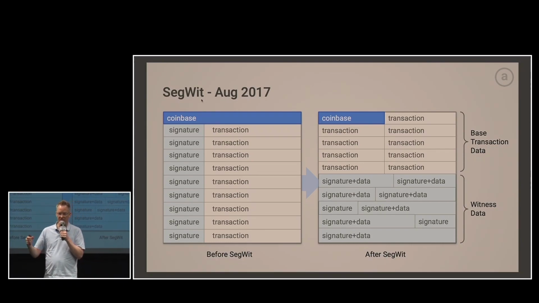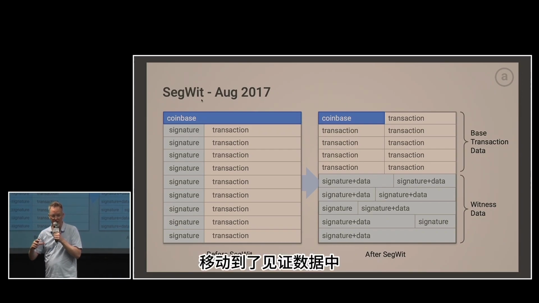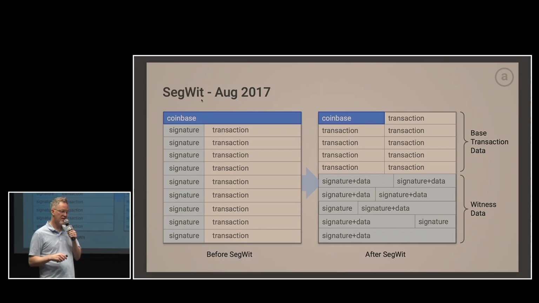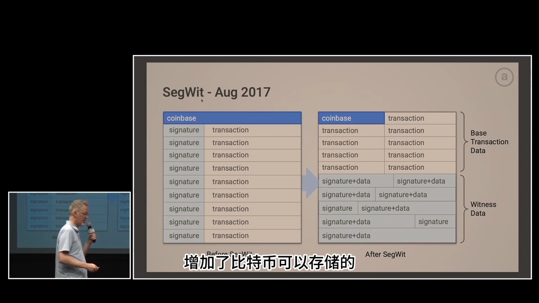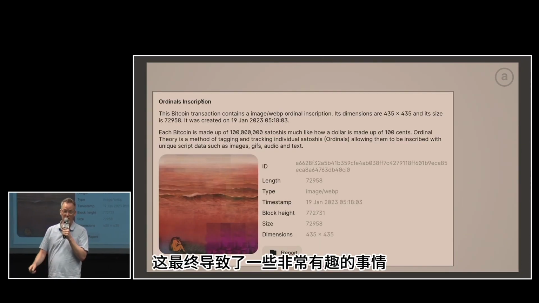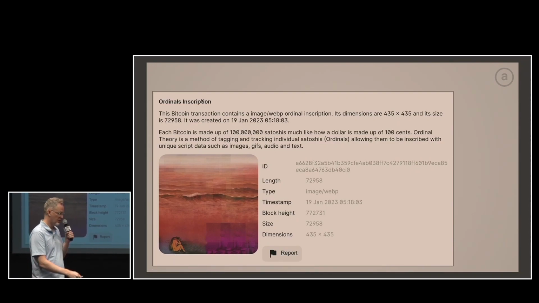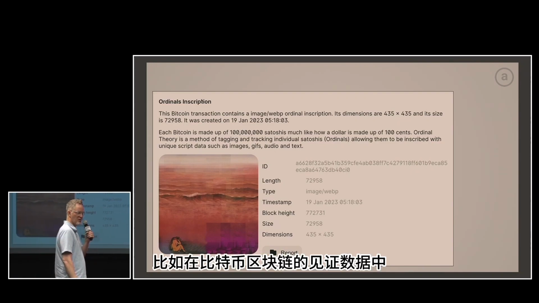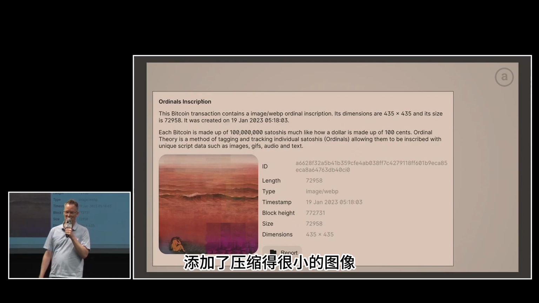But what it did is the signature data and metadata was moved into the witness data, and this increased the amount of information that Bitcoin could store that wasn't purely transaction data. This ultimately led to some pretty interesting things down the road, where you could start to see very compressed images being added to the witness data of the Bitcoin blockchain.